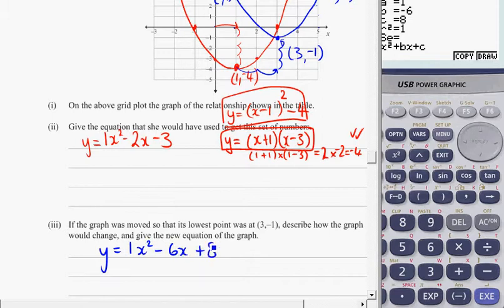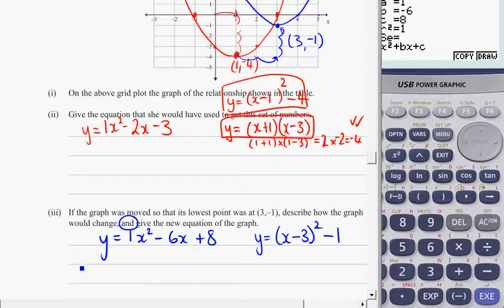You could also, of course, do it using the vertex method. y equals, in this case it would be x minus 3, because it's been moved to the right 3 places, and then it's dropped down 1. So that would be doing it by hand. Now notice the question did say describe how the graph would change, and give the new equation of the graph.